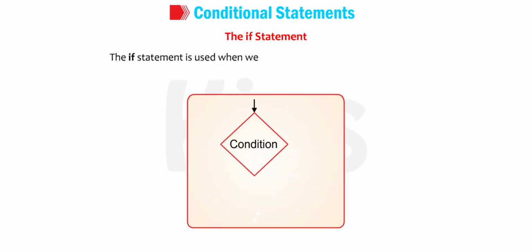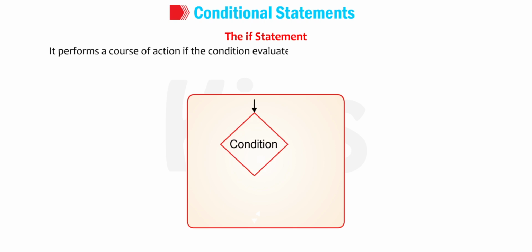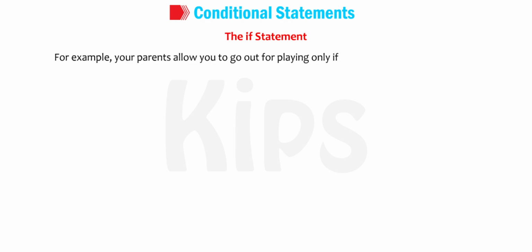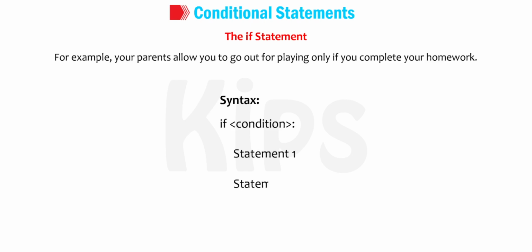The if statement. The if statement is used when we have to evaluate only one condition. It performs a course of action if the condition evaluates to true. Otherwise, it skips the statements if the condition evaluates to false. For example, your parents allow you to go out for playing only if you complete your homework. Syntax: if condition, Statement 1, Statement 2.